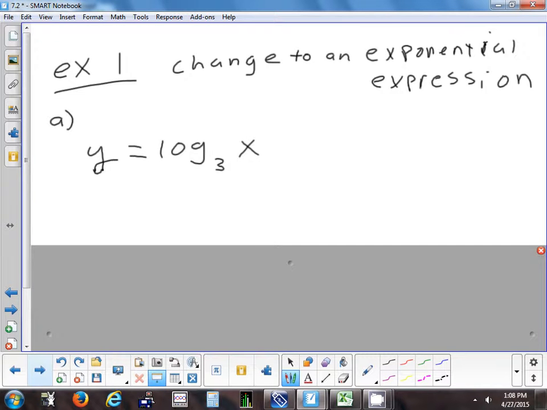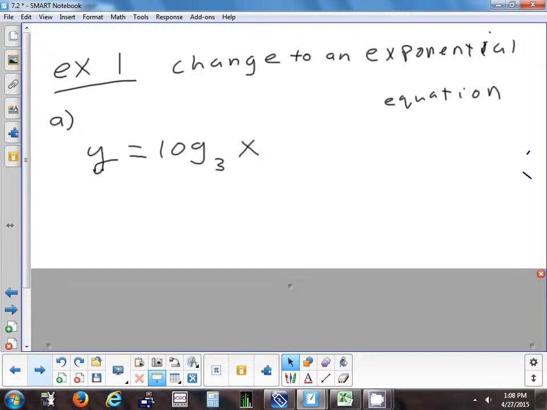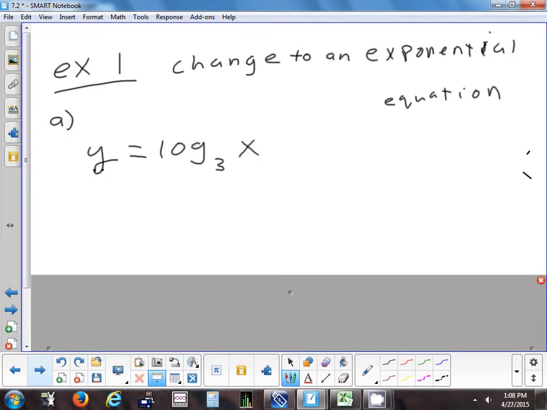All right, so let's try taking an equation that's already in log form, and let's change it to an exponential equation. All right, so first thing you want to do, look at it and identify your base. Remember, the base is the number that's a little bit lower on the log. So Jose, what's my base here? 3.